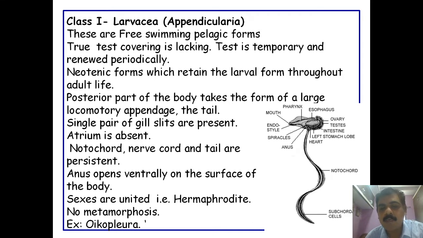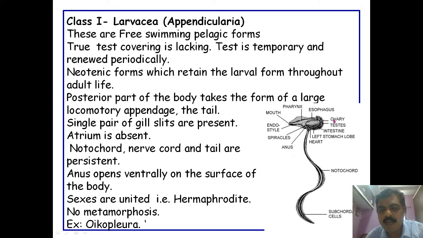The posterior part of the body takes the form of a large appendage, which we call the tail, and as it doesn't metamorphose, it remains in the larval stage permanently. The notochord will persist throughout life within the larval stage. A single pair of gill slits is present in these organisms, and the atrium is absent. The notochord, nerve cord, and the tail are persistent. The anus opens ventrally on the surface of the body.